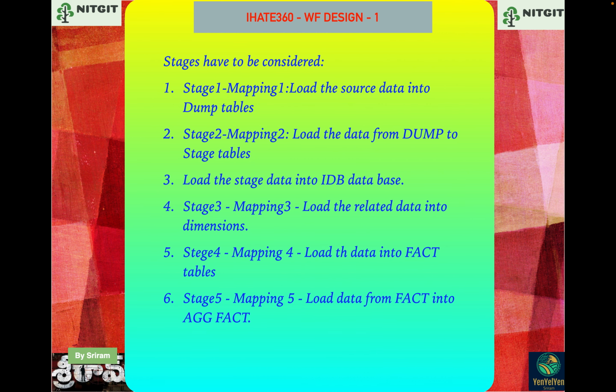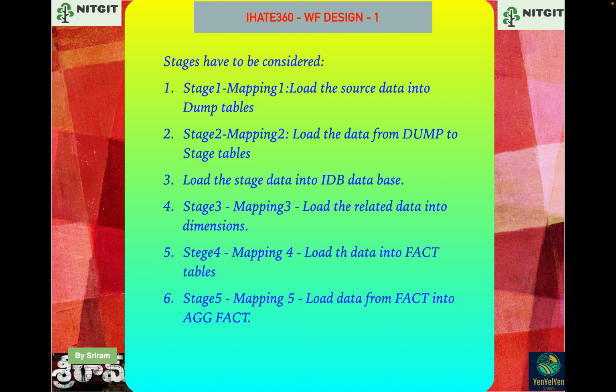Stage 1, mapping 1, loads the data from source into dump tables, also called pre-stage tables. That means we load as is. Stage 2, mapping 2, loads the data from dump tables to stage tables, adding our business required new columns. The third mapping loads the stage data into the integrated database or integrated data hub databases.